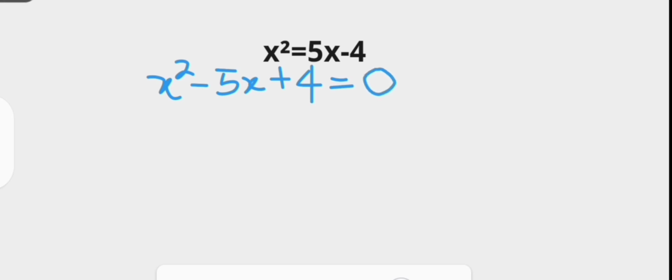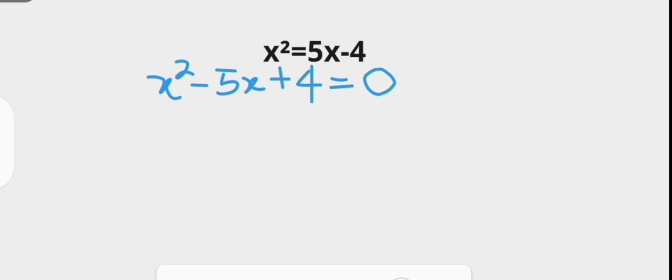Here is another example, x squared equals 5x minus 4. In cases like this, we will need to rearrange first so that 0 is on the right hand side, and that will be done by subtracting 5x from both sides. So we have minus 5x on the left hand side, and adding 4 to both sides, making plus 4, and on the right hand side, having done so, we'll be left with 0.